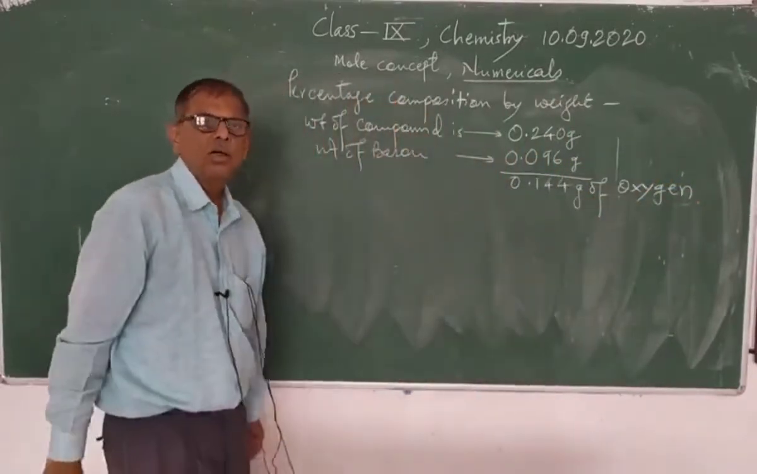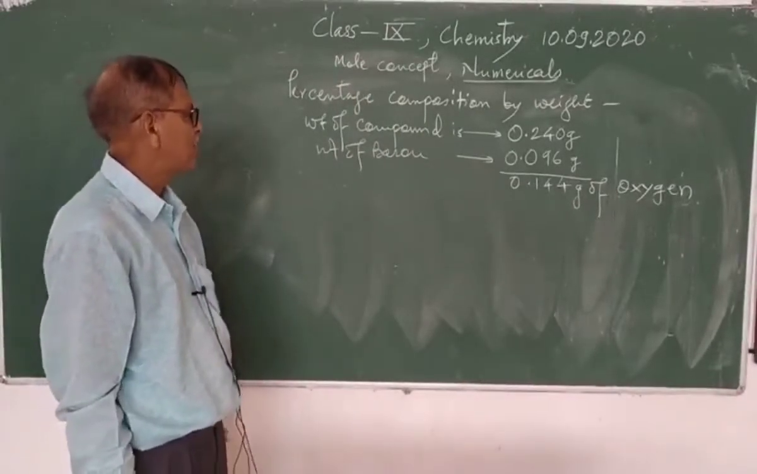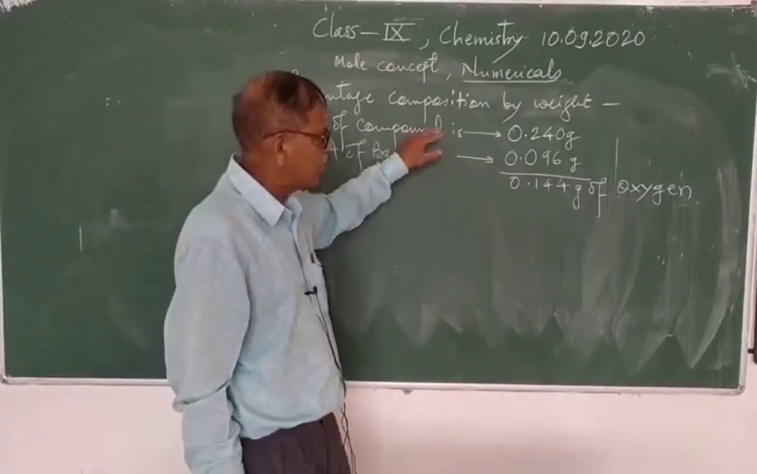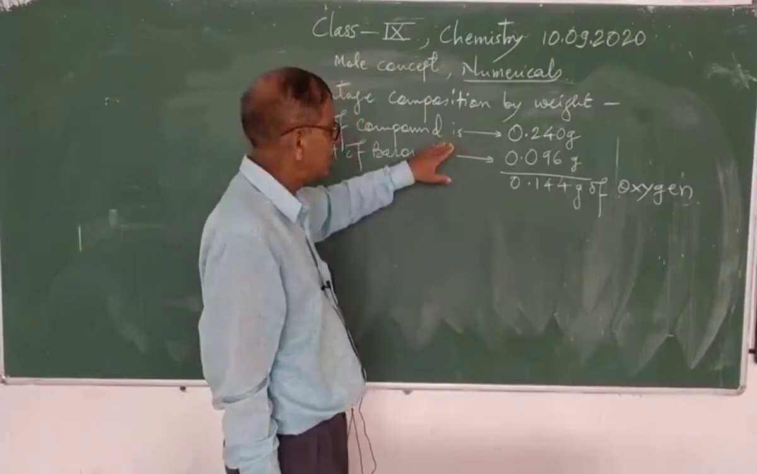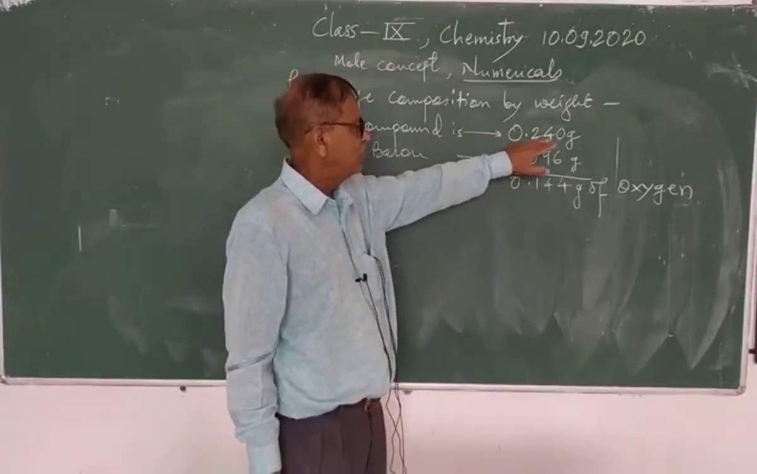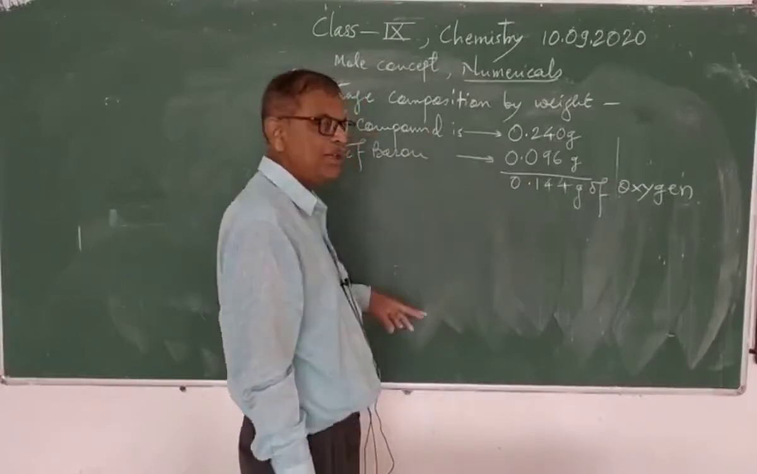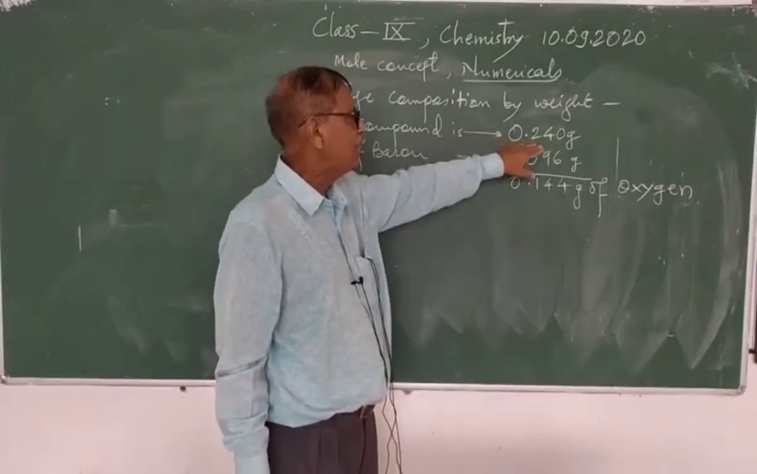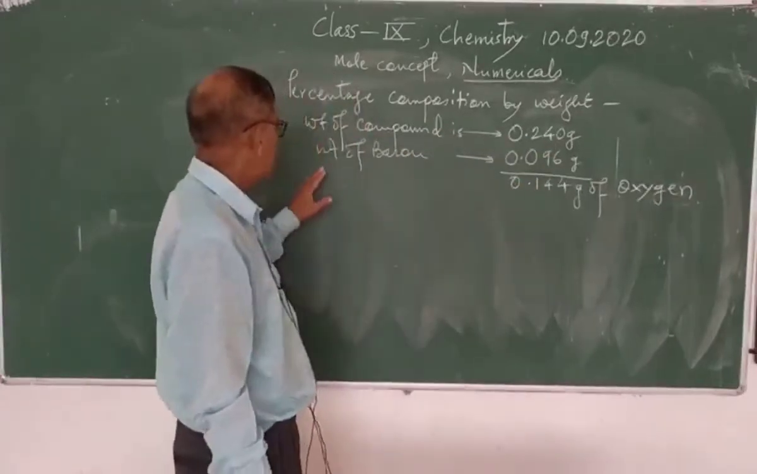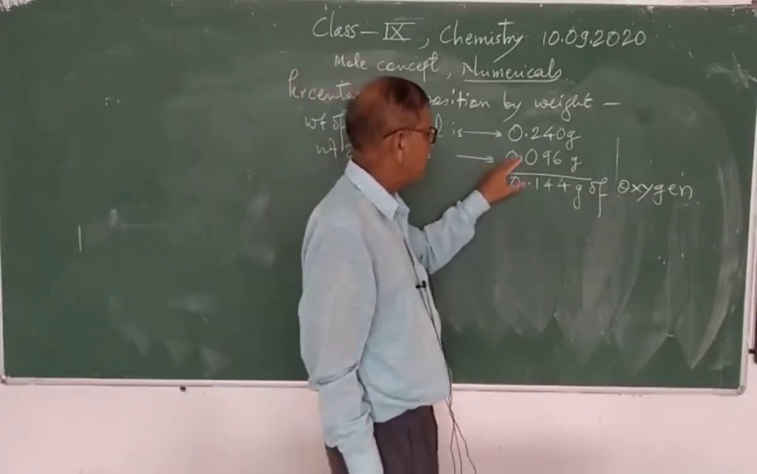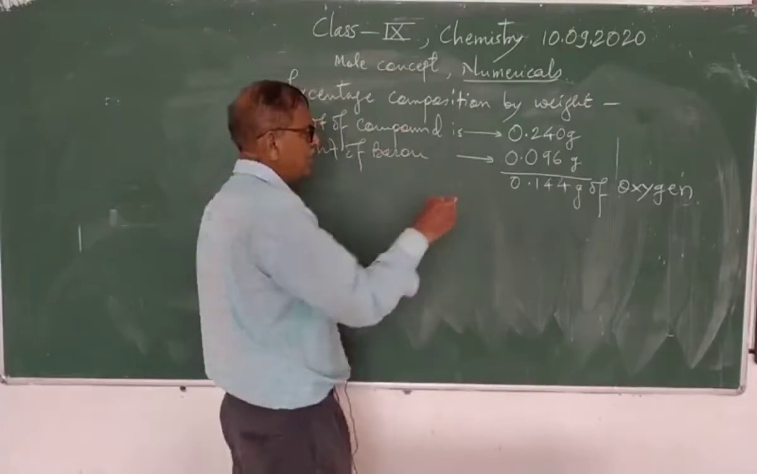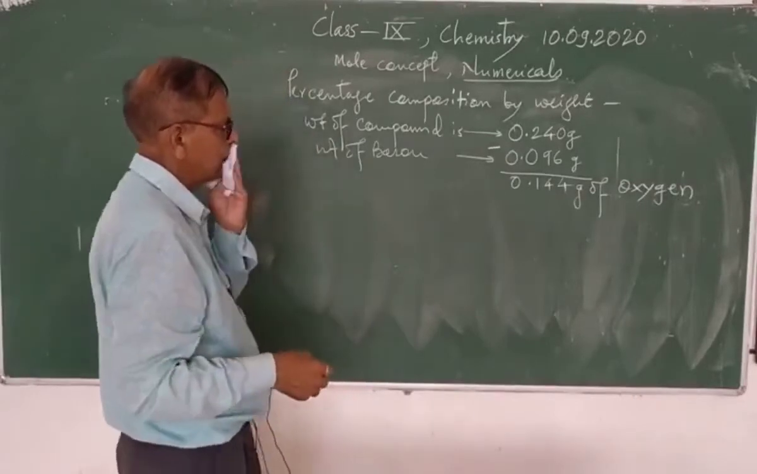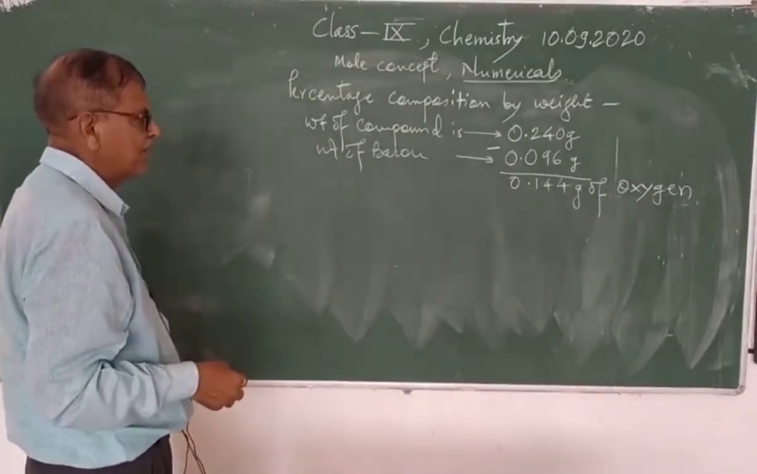Now again understand what is given in the problem. You are given the compound of boron and oxygen having weight 0.24 gram. That means boron and oxygen combine with each other to form boron oxide having weight 0.24 gram, and the weight of boron is 0.096. If the weight of boron is subtracted from the weight of the compound, we get the weight of oxygen. Now we have to calculate the percentage composition.